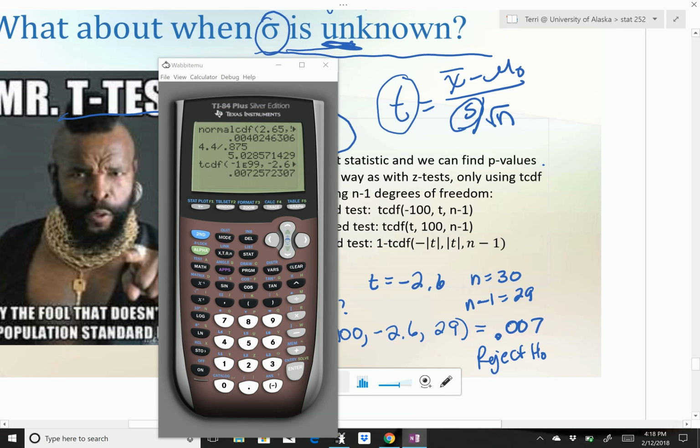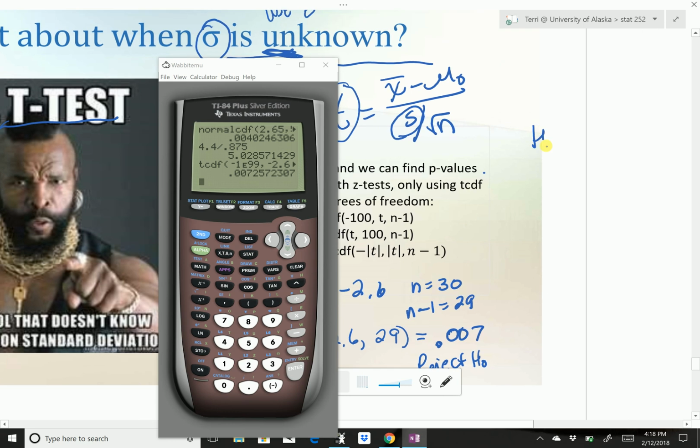So let's say that I had a right-tailed test. So I had some kind of greater than situation going. So this is a right-tailed test. And let's say I had a t of 1.7 and n of 25. And yes, if I have a fairly normal distribution, n can only be 25. So I'm going to do this again.